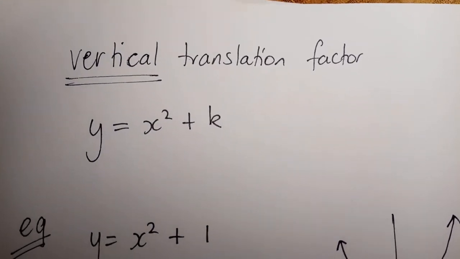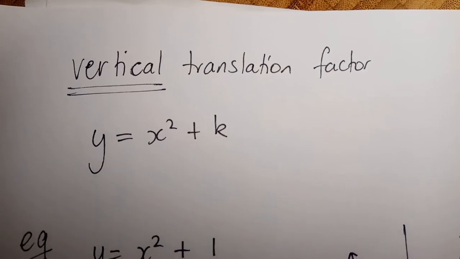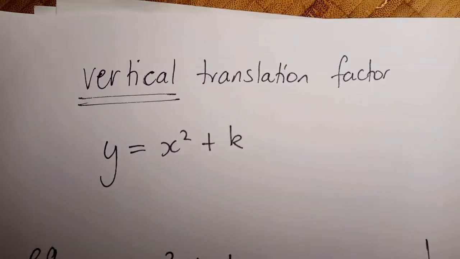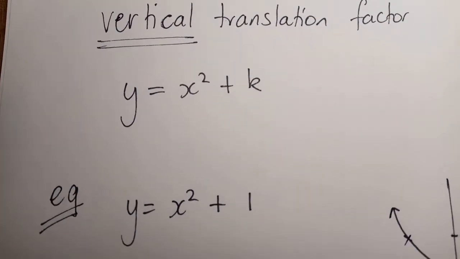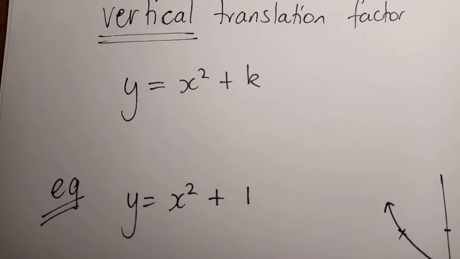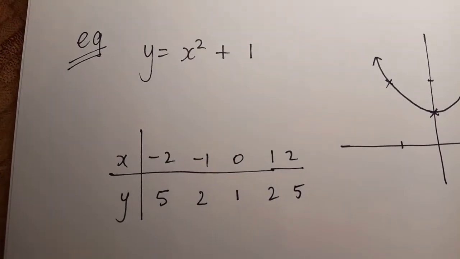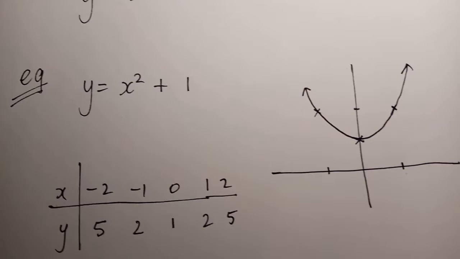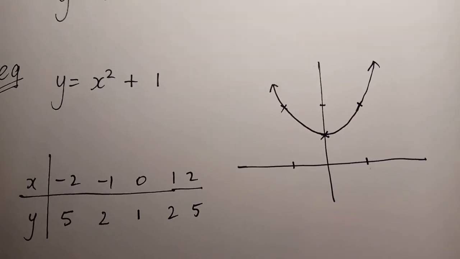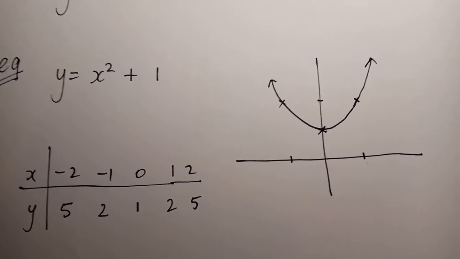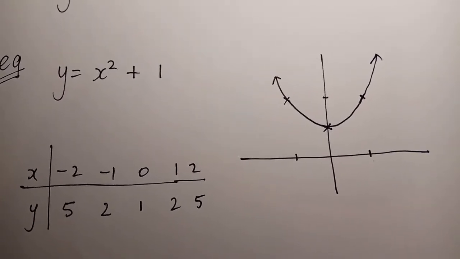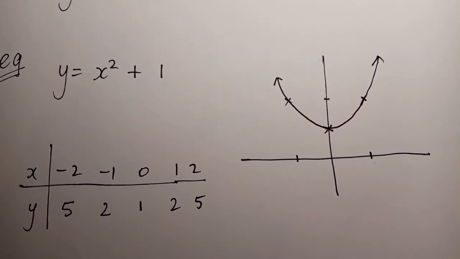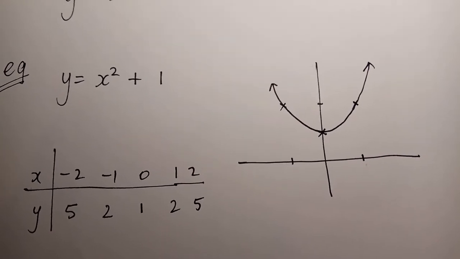In the general form, we'll see it where we have x squared plus k. So the k is outside of the square compared to the h, which was inside the square. Let's look at this first example, x squared plus 1. If we have a look at the table of values, we've just subbed the values of x into the function to get the values of y. If we have a look at the sketch, we can see how that vertical translation factor has changed the turning point. The vertical translation factor is 1, and the turning point has now been moved upwards by 1.